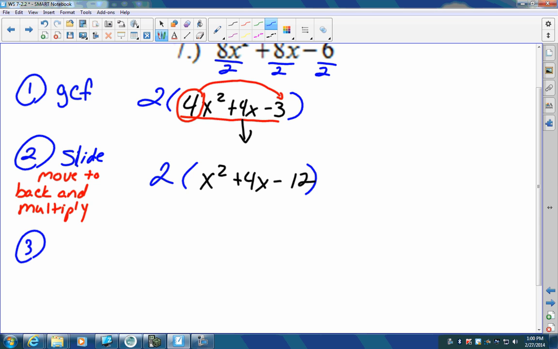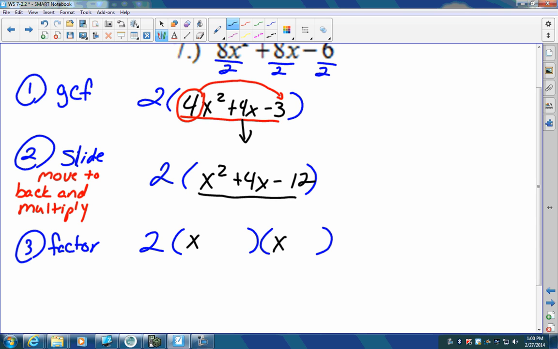Now what I'm going to do is actually factor my trinomial. Remember that trinomial is what I wrote in the black right there. Now, I'm going to split up x squared as x and x. Okay, x squared always splits up as x and x. Take this last number, negative 12. I need the factors of negative 12. I need the numbers that multiply together to give me negative 12.